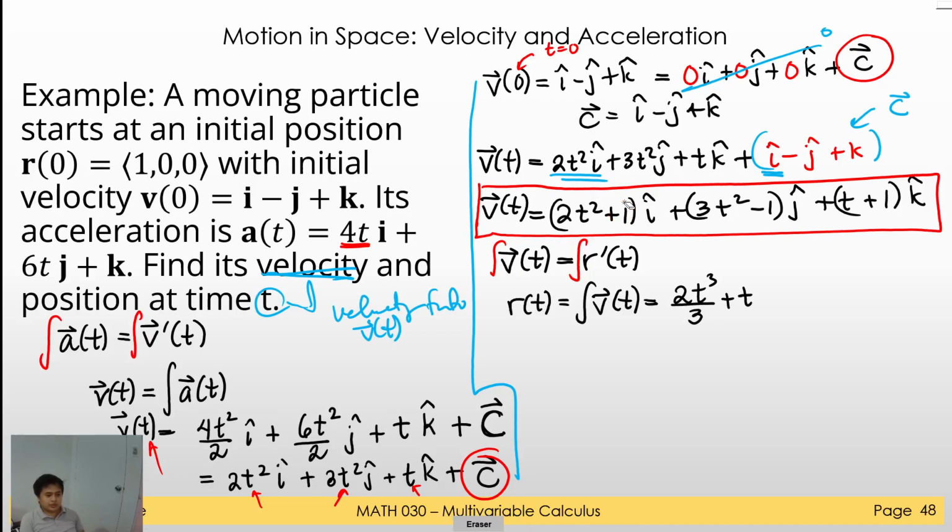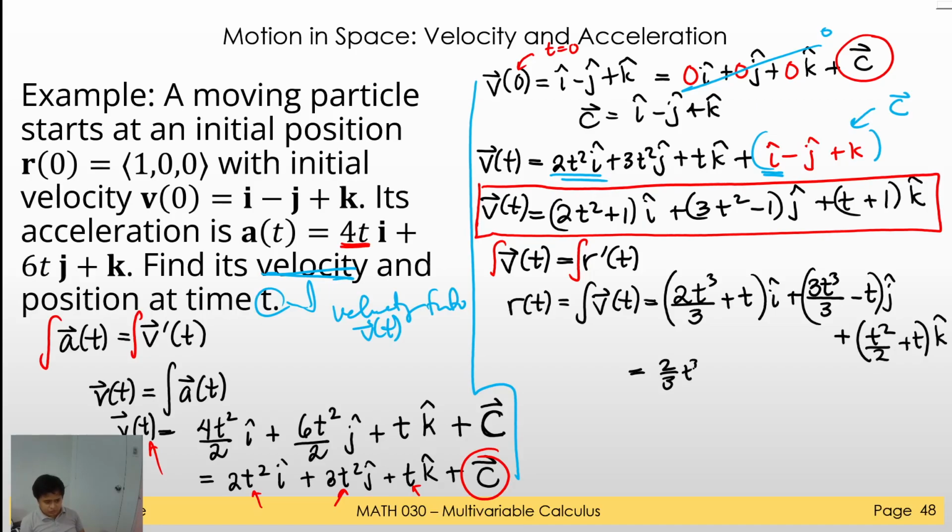So the integral of 1 is t. And then, sorry, we have i hat plus we have 3t cubed over 3 minus t. Then j, sorry, it is not too spacious. No? So t squared over 2 plus t and then k. So simplify this first. So we have 2/3 t cubed, I guess. Should we simplify this? I will just simplify it here now just to save space. So this will be just t cubed.